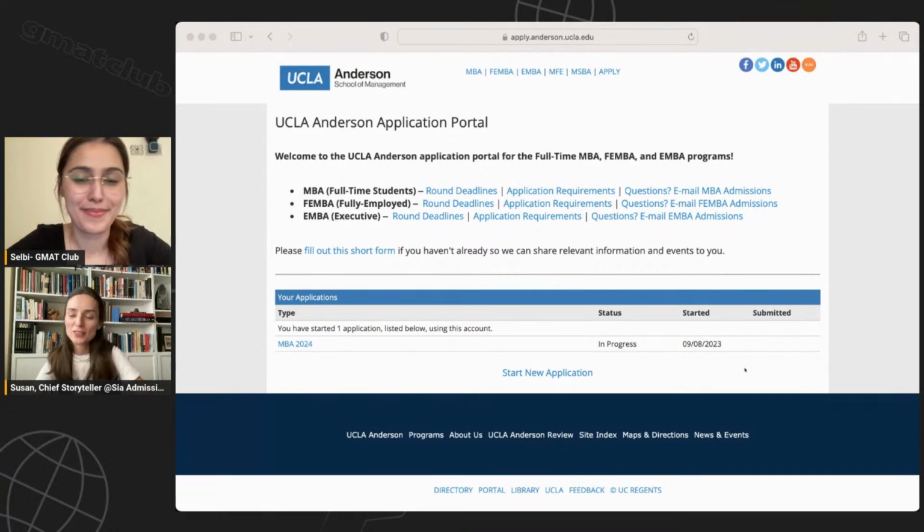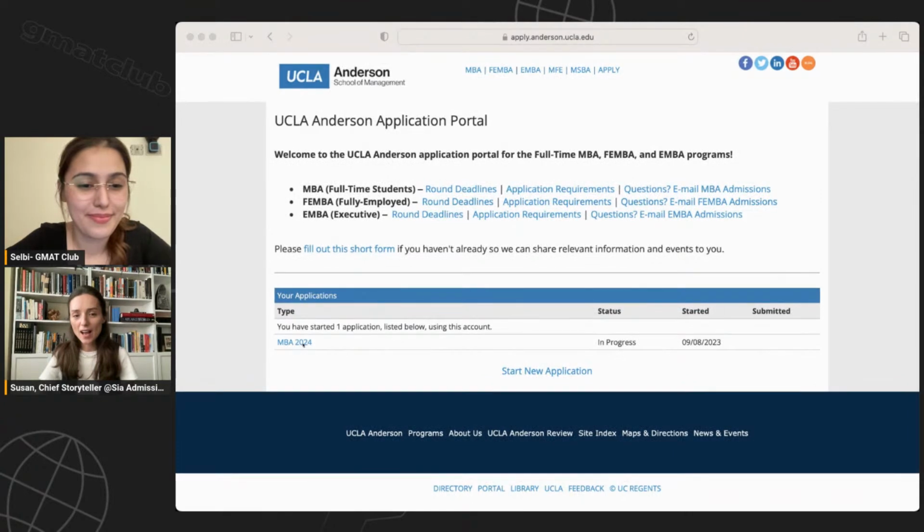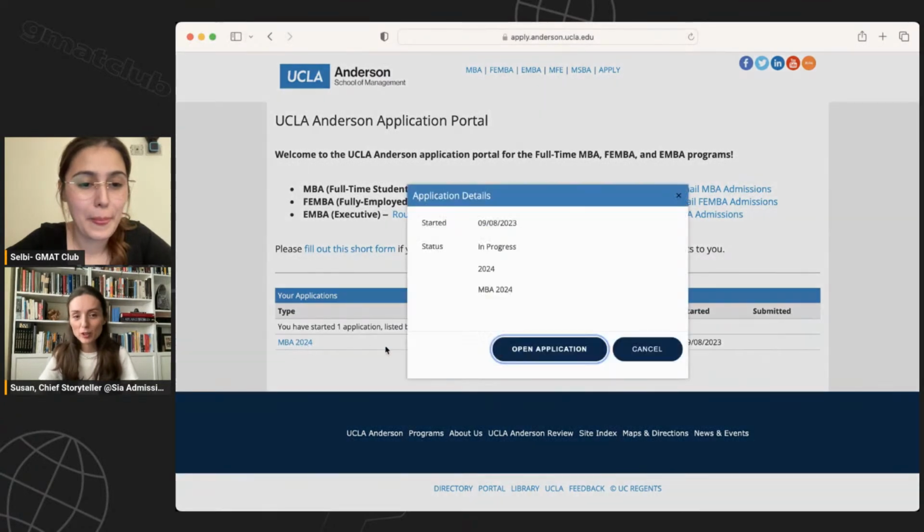Awesome. So for those of you who are targeting round 1 to UCLA, you have just a couple more days until your submission. So this is a good reminder that you need to go on the application portal and start filling in this information, and you'll see why. Right now, I have just logged in, and there is an in-progress application for the 2024 incoming class. So I am going to go to the application.